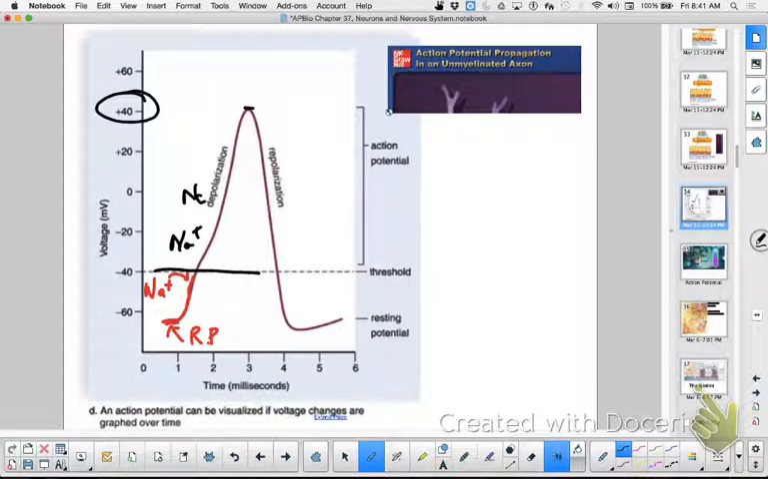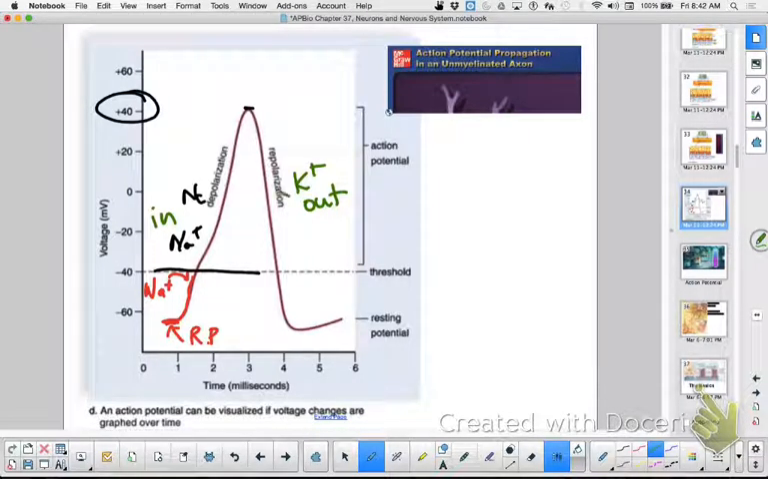Okay? So that's the depolarization of the neuron. Sodium comes in, it depolarizes the neuron. Now, to restore it, the repolarization, to make it negative again, what's going on? Potassium is what? Going out. Okay? Here sodium was going in. Here potassium is going out.